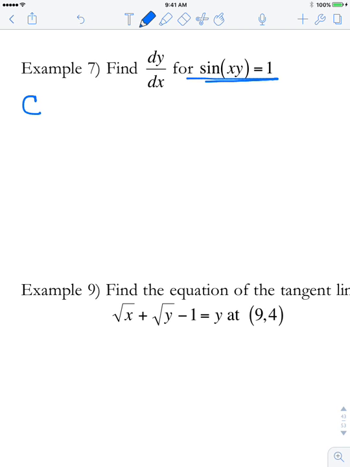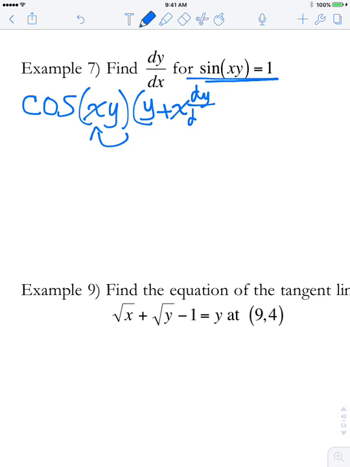So I'm going to go ahead and get started. Cosine of xy times the derivative of what's in here. And the derivative, we have to use the product rule, right? x times y. So the derivative of x is 1 times y. I'm not going to write the 1, just y. Plus x times the derivative of y. And the derivative of y is 1 dy dx. I'm not going to write the 1. Again, it's just dy dx. Equals, and the derivative of 1 is 0. So we're done. We've taken this original function and we've found the derivative.